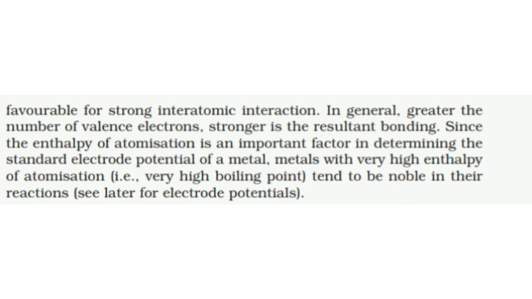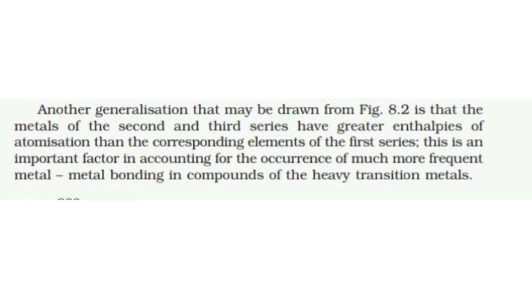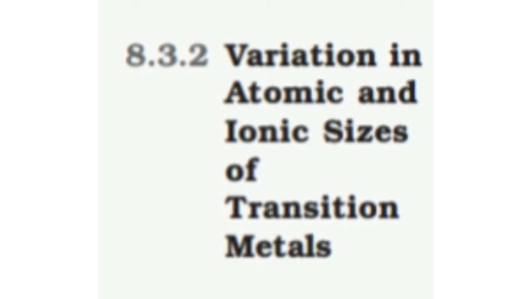In general, the greater the number of valence electrons, the stronger is the resultant bonding. Since the enthalpy of atomization is an important factor in determining the standard electrode potential of a metal, metals with very high enthalpy of atomization, that is, very high boiling point, tend to be noble in their reactions. Another generalization that may be drawn from figure 8.2 is that the metals of the second and third series have greater enthalpies of atomization than the corresponding elements of the first series. This is an important factor in accounting for the occurrence of much more frequent metal-metal bonding in compounds of heavy transition metals. Variations in atomic and ionic sizes of transition metals.